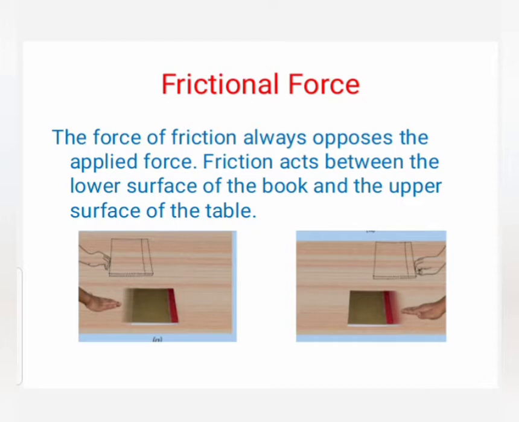Something, that is, a force is opposing the motion of the book. So, the book stops. This force is called the force of friction, or it is called frictional force. The force of friction always opposes the applied force. In this activity, the force of friction acts between the lower surface of the book and the upper surface of the table. How to measure the force which is acting on an object?